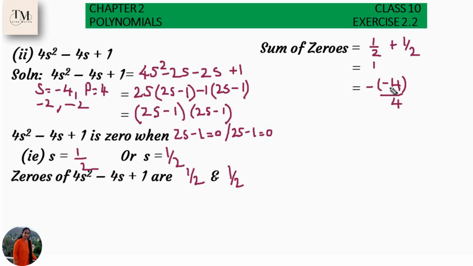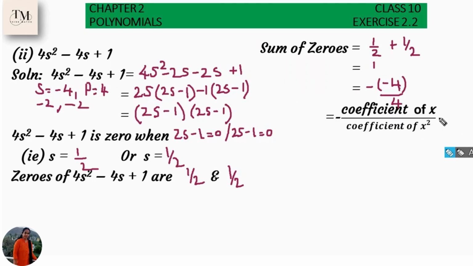So minus of minus 4 is nothing but the coefficient of s. Okay, 4 is nothing but the coefficient of s square. So we got the relationship. Here it is the coefficient of s and this is the coefficient of s square. So this is the relationship between the sum of the zeros and the product of the zeros.